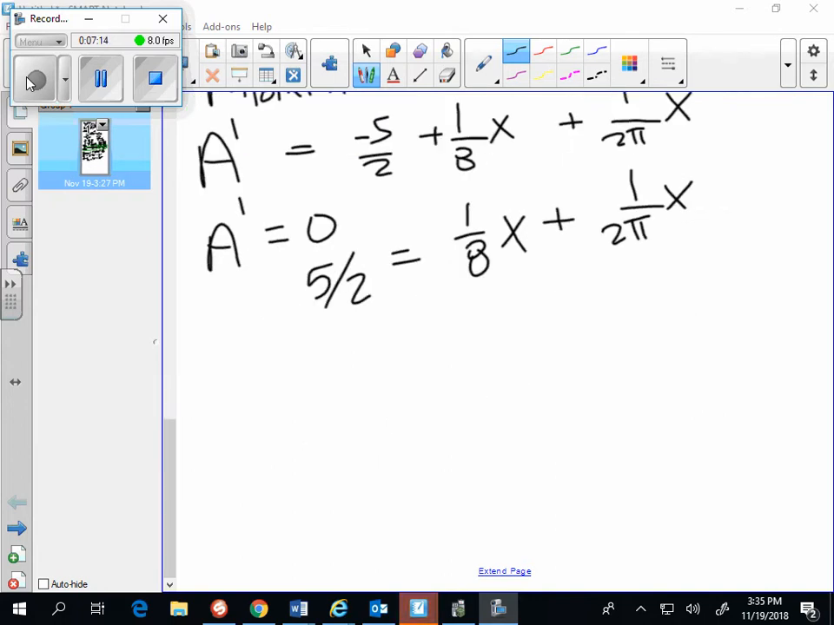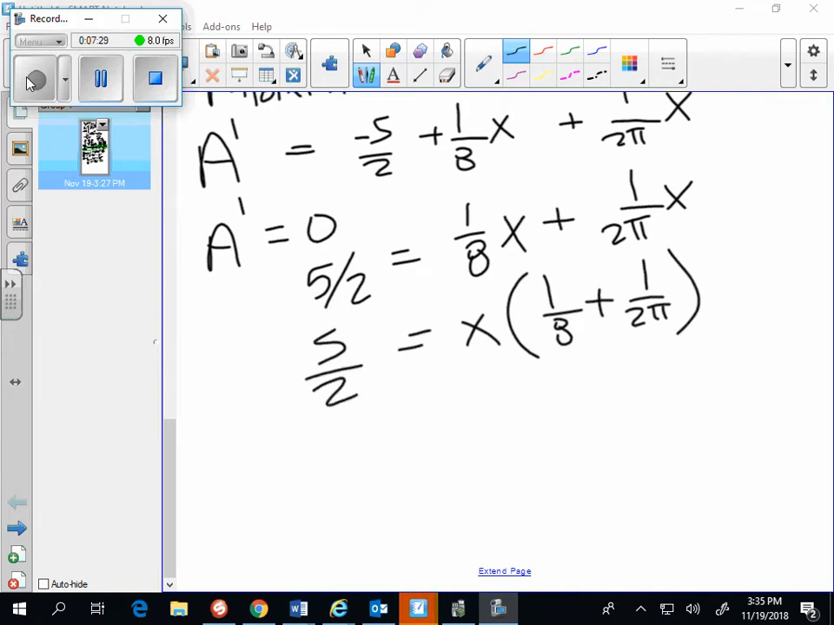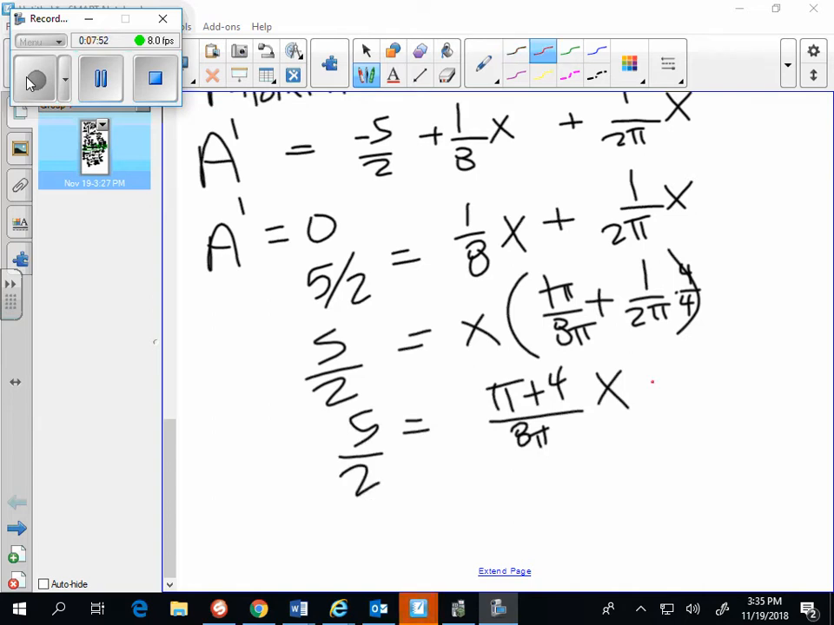Now, at this point, I'd love it if you were comfortable enough to say, oh, I can factor out an x. And what are we going to have then? 1 over 8 plus 1 over 2 pi equals 5 halves. And I think rather than dividing both sides by this, I'm going to make a common denominator over here. This will get multiplied by 4 over 4. This will get multiplied by pi over pi. And we'll be able to say pi plus 4 over 8 pi x equals 5 halves. Why did I want to do that? Well, now solving for x is just a matter of multiplying by the reciprocal.